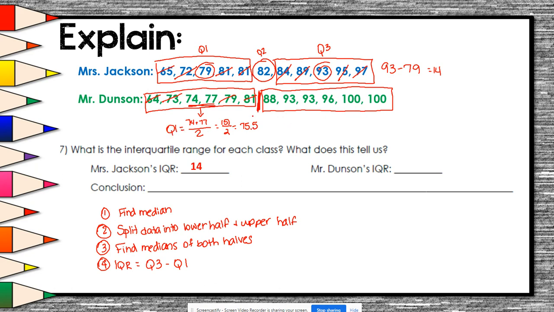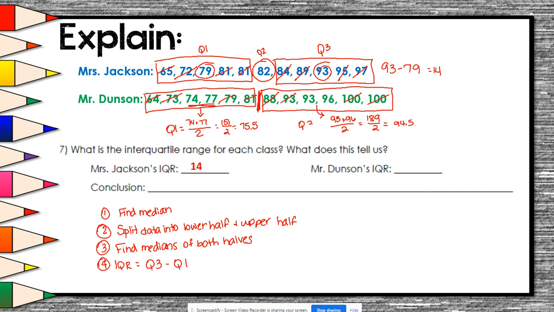Dunson. Now we need to find the third quartile, which again is the median of the upper half. So we're going to find one number from the front and one from the back until we get to the middle of our data set. Again, you'll notice there are two numbers in the middle. So we're going to add them together, then divide by 2. Well, when we add 93 plus 96, we get 189. Then we're going to divide 189 by 2, which gives us 94.5.